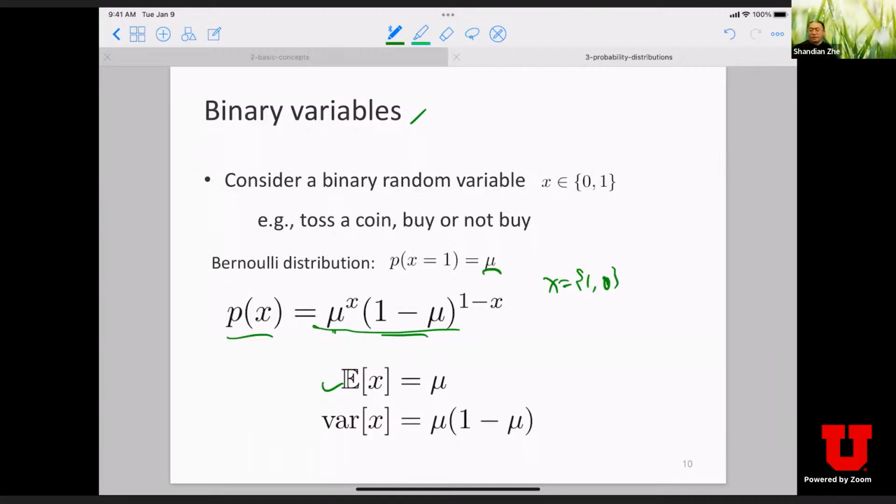This is very easy to show, because the expectation is 1 times the probability that x takes 1, which is mu, plus 0 times the probability that x takes 0, which is 1 minus mu. 0 times anything is 0, so it just gives you mu. You can apply the standard formula to compute the variance, which is mu times 1 minus mu. It's very simple, but a very commonly used distribution to model binary variables.